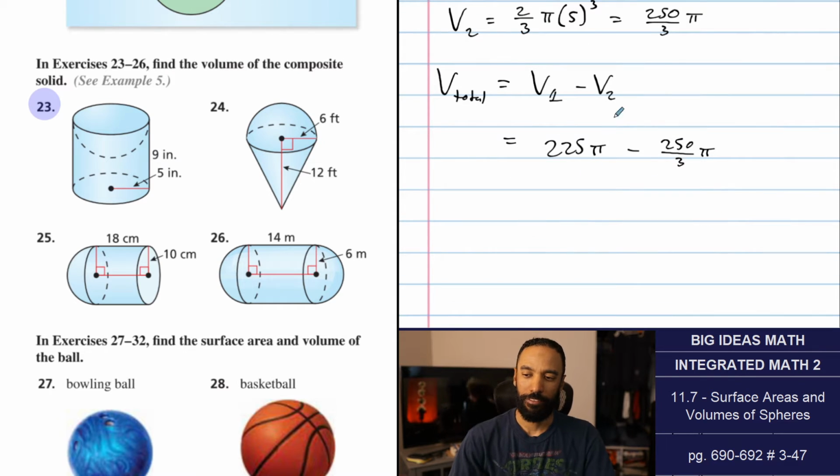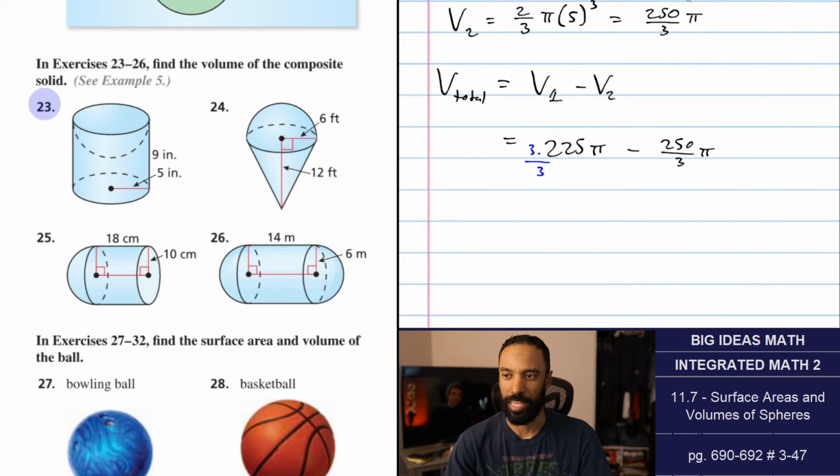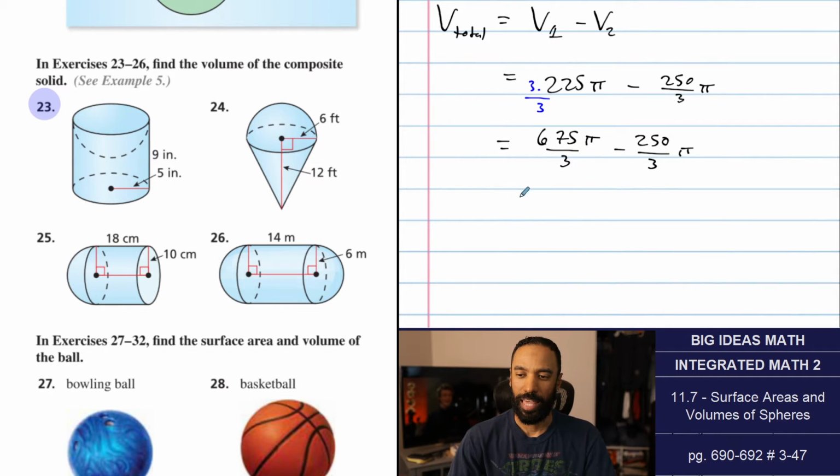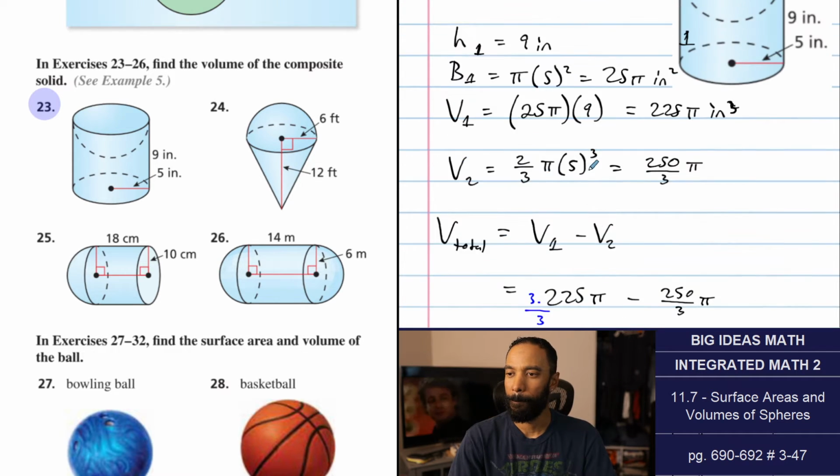Now 225 can get a common denominator here so we can combine things. You could also use the calculator at this point if they just want you to round. And you get 675 thirds pi, and subtract that 250 thirds pi. And then here you get 425 pi over 3. This is cubic inches.